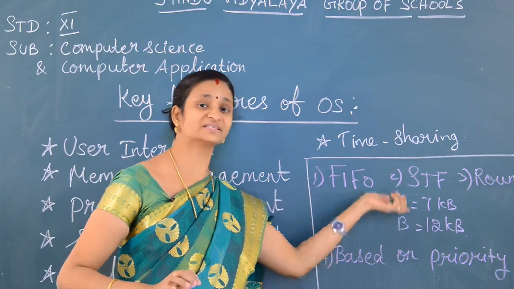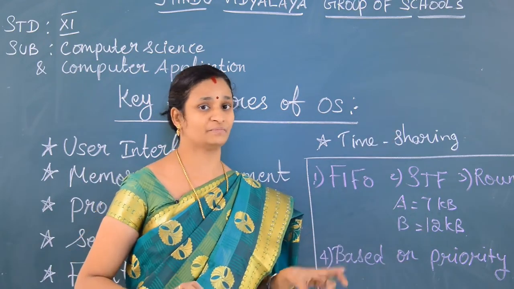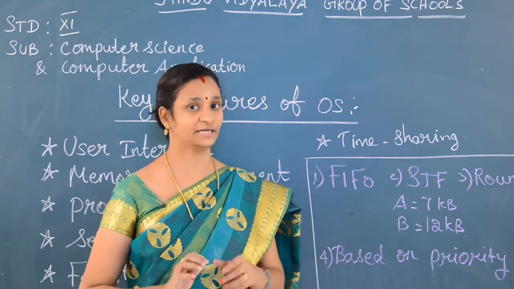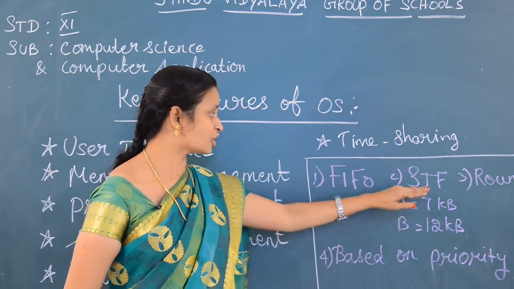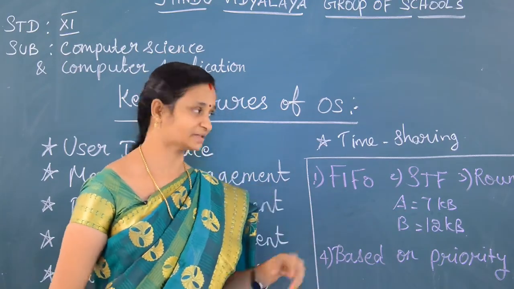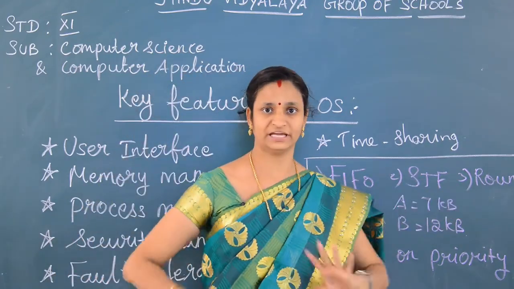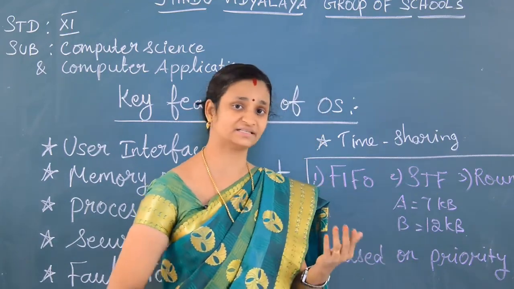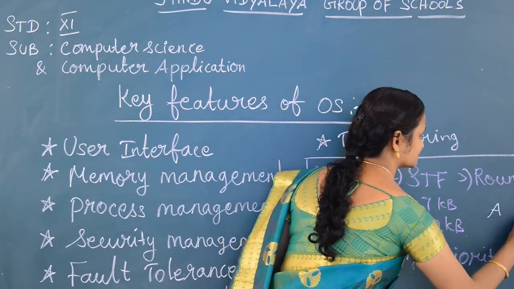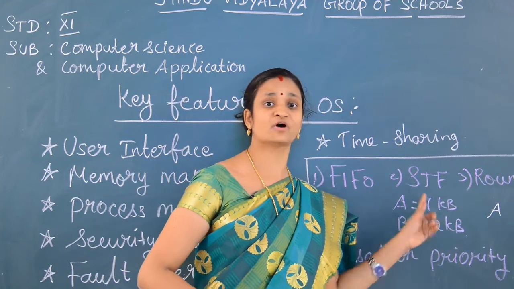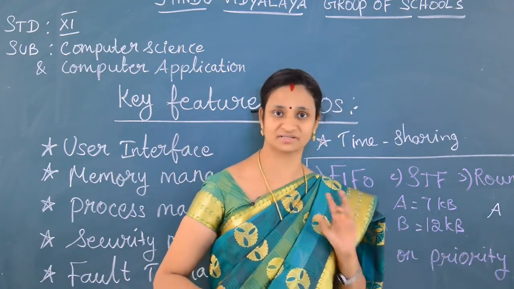So the shortest job is A. A job is assigned to the CPU and B will get it after A. So, like this, the shortest job will be assigned to the processor first. Then, round robin. If we have three processes, three jobs, A, B, C, in a circular manner, these processes will be given to the processor.